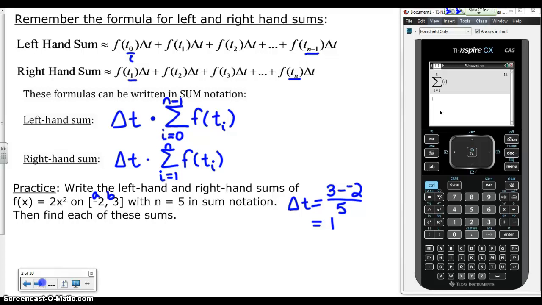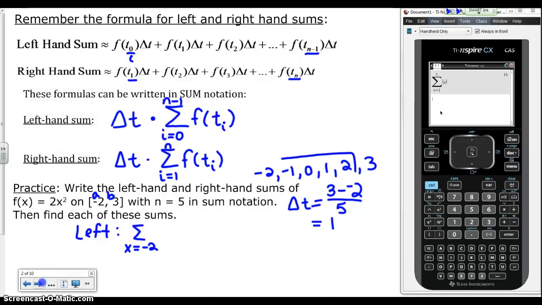So for our left-hand sum, we would set this up. We're going to start at the a value, so we can say x equals negative 2. Then we listed out all the values between negative 2 and 3, so we'd have negative 2, negative 1, 0, 1, 2, 3. For a left-hand sum, we want to start at the beginning and go to the second to last one. So we're going to stop at 2. So on top of our sigma, we're going to stop at 2.